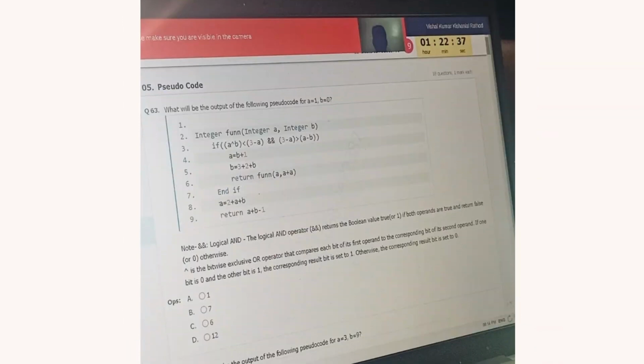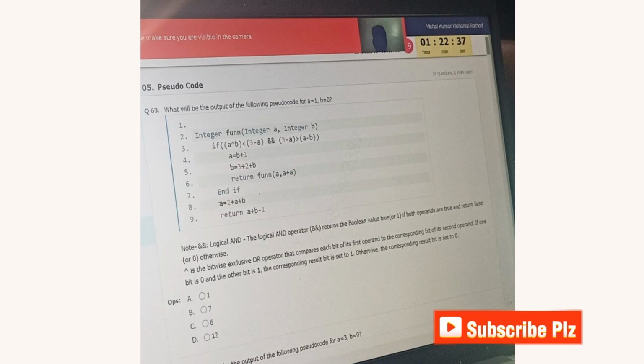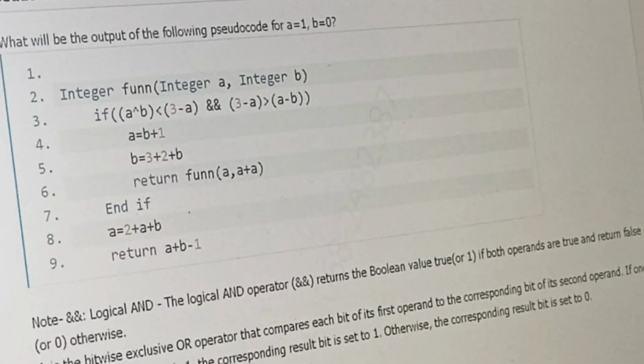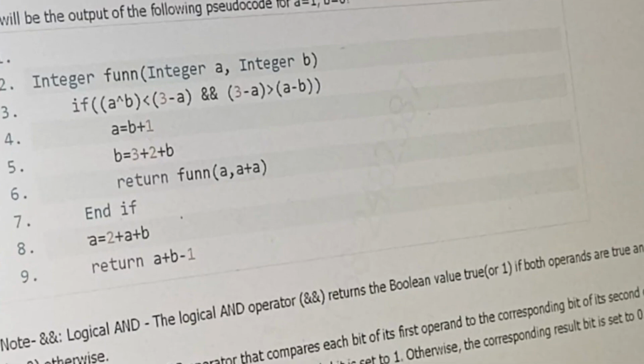So at first please pause the video and try to solve the problem, then cross check if you are right or wrong. Okay, so I hope you paused and tried. So let's start solving the problem.